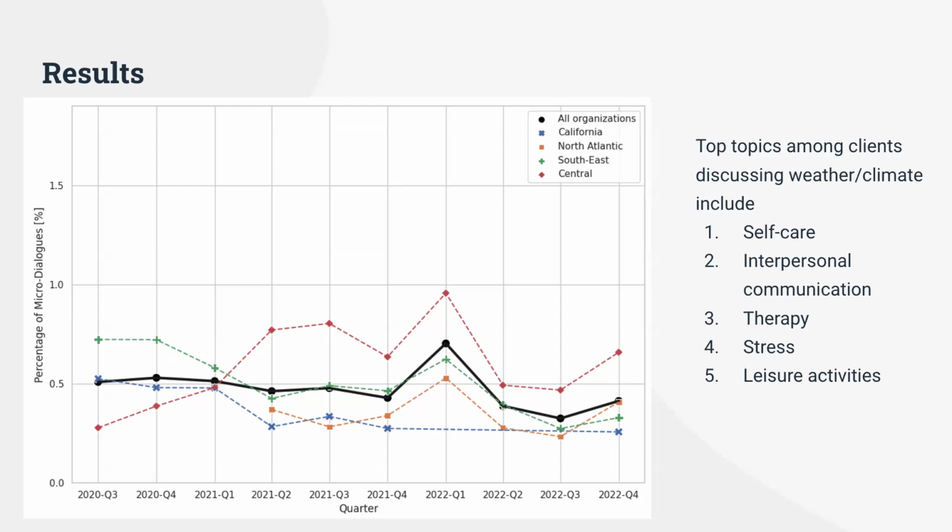And another interesting thing that we saw is that most of the micro-dialogues that did discuss weather or climate were actually about stuff related to self-care, interpersonal communication, therapy, stress, or leisure activities. So for example, "I couldn't go for a walk last week because it was rainy." "I missed the therapy session because, I don't know, it was bad weather." Or "I went on vacation, it was sunny and amazing."